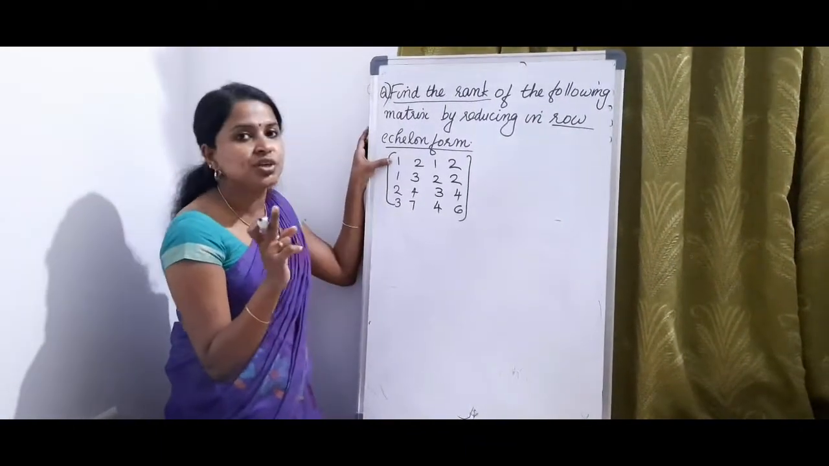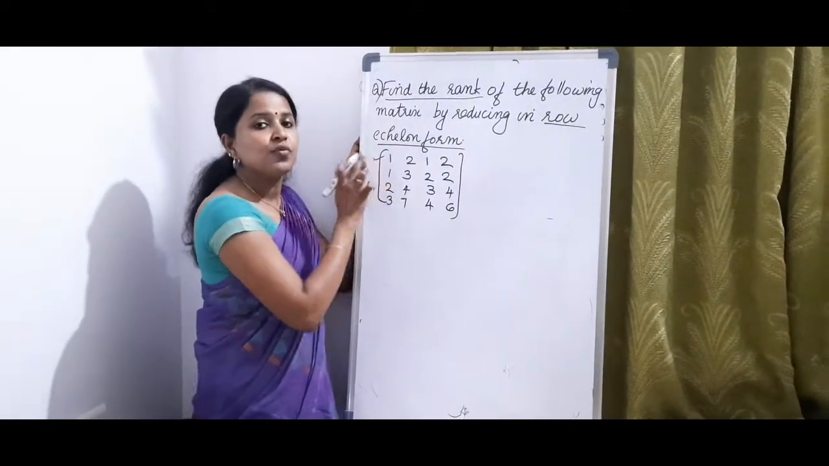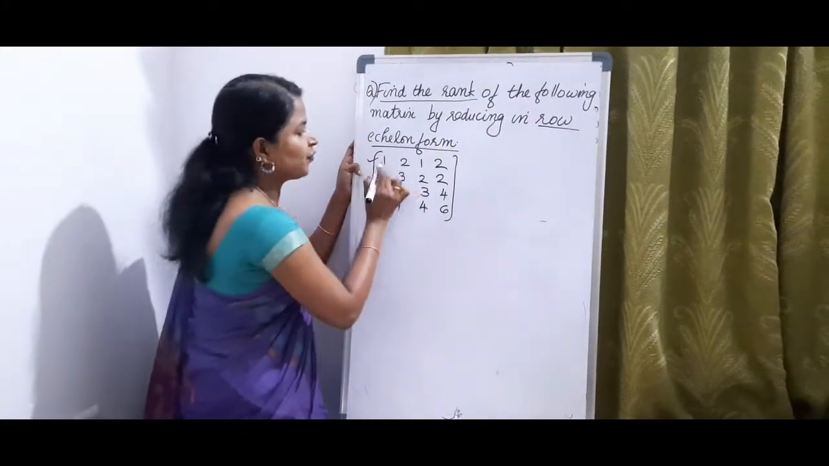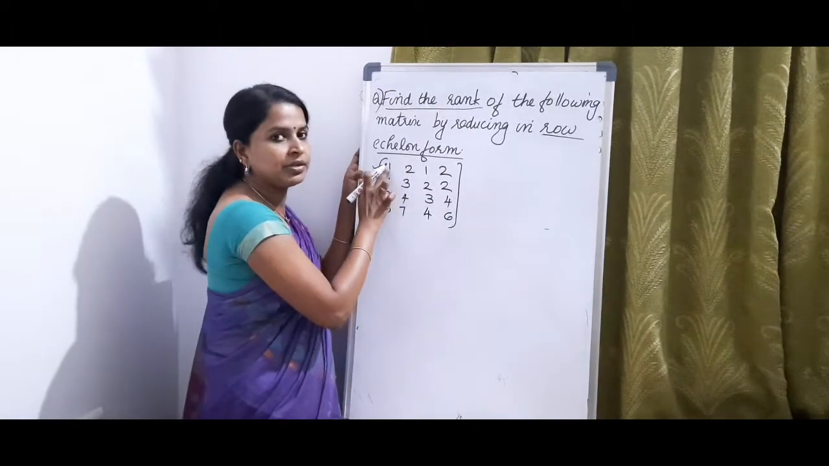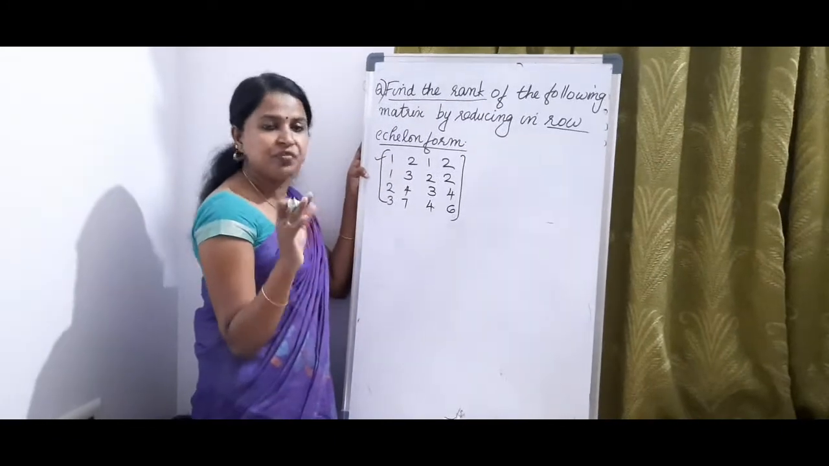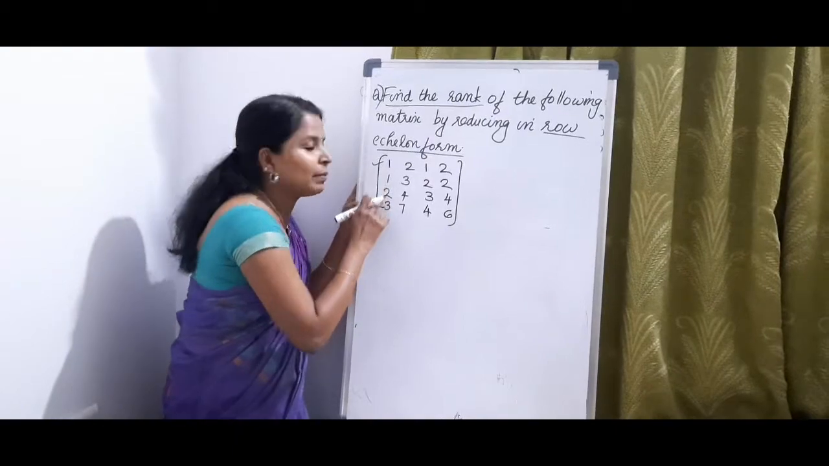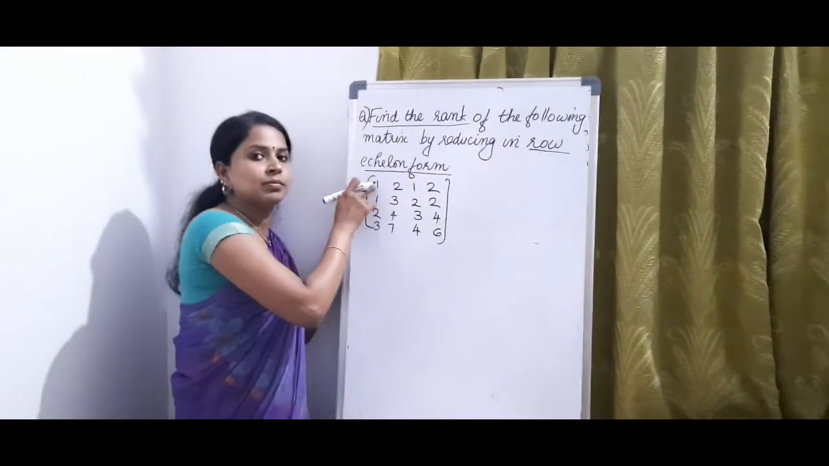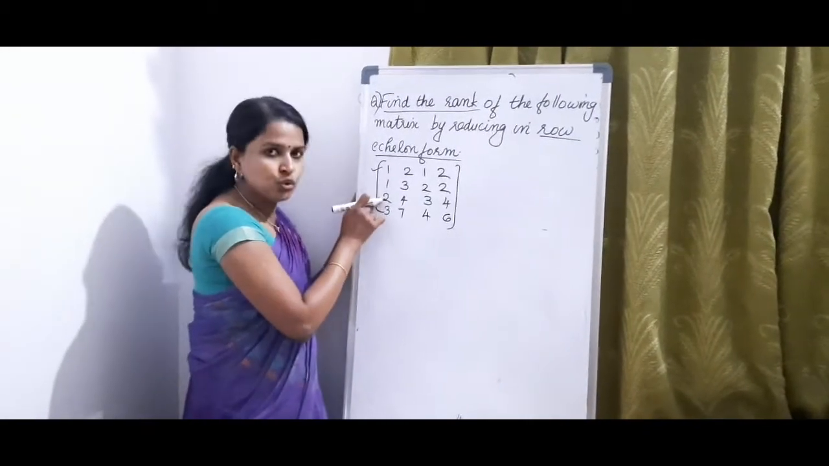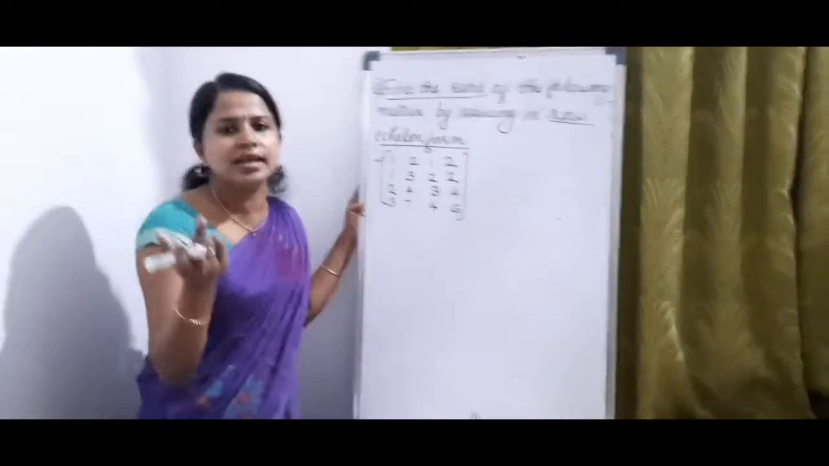Consider the first row. The first non-zero element will be 1. Here the first non-zero element is 1, already 1. So the next step is that the remaining elements of that column will be zeros. That is, the 1, 2 and 3 will be made zeros using elementary transformations.